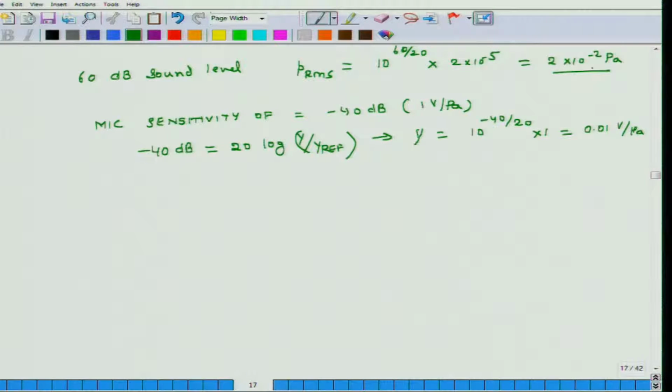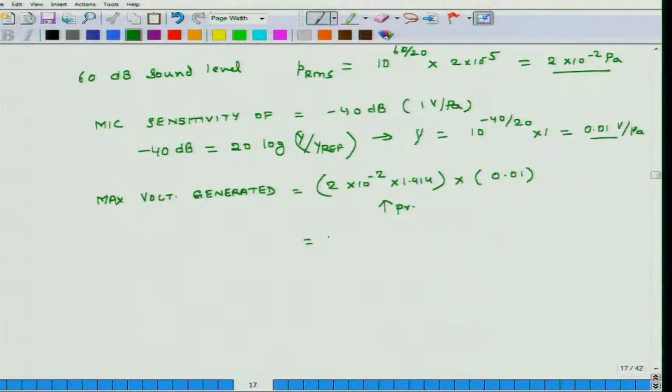Maximum pressure I will sense is 0.02 Pascals. So the maximum voltage generated will be 2 into 10 to the power of minus 2 into 1.414. Suppose it's a sine wave, then I have to multiply that by RMS. So this is the pressure times this number 0.01. So this comes to 2.83 into 10 to the power of minus 4 volts, right?